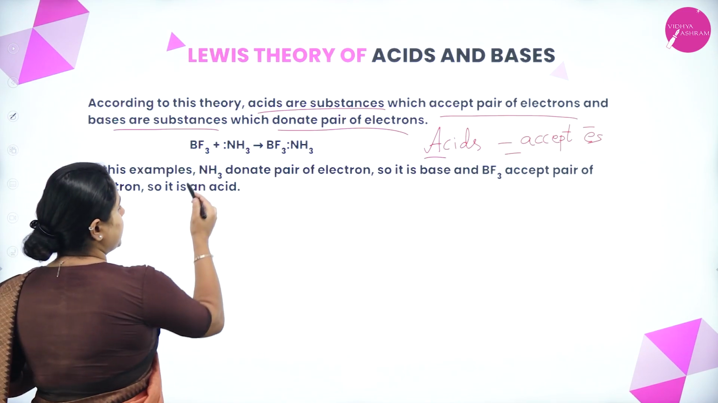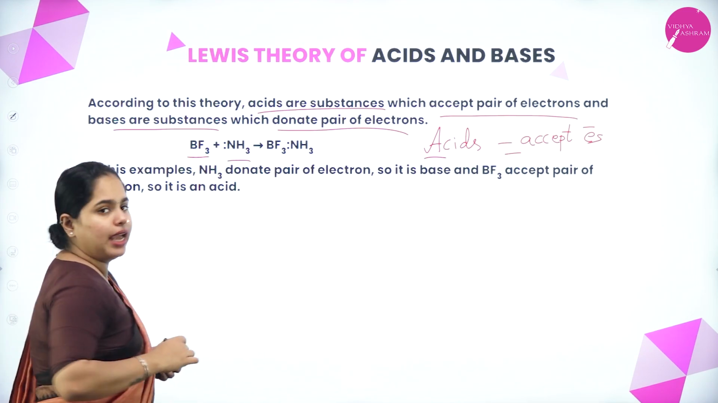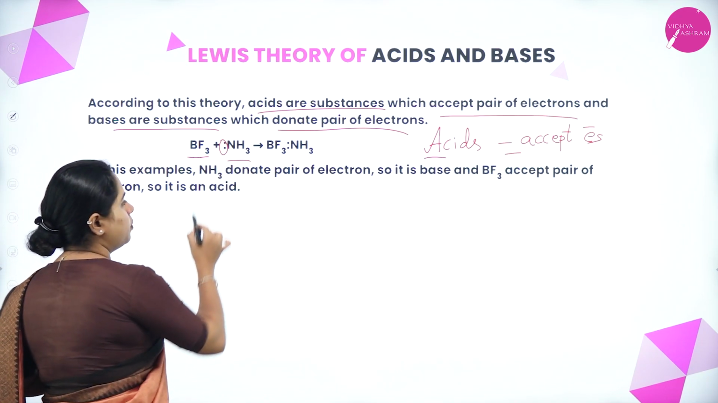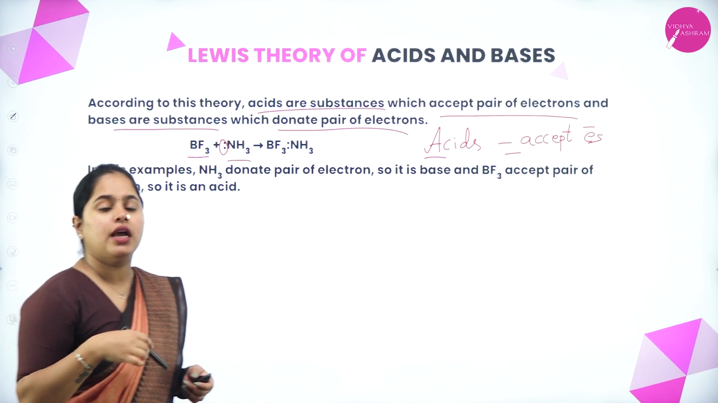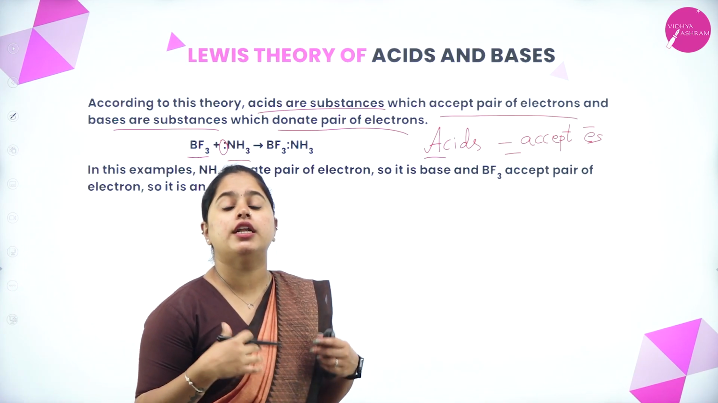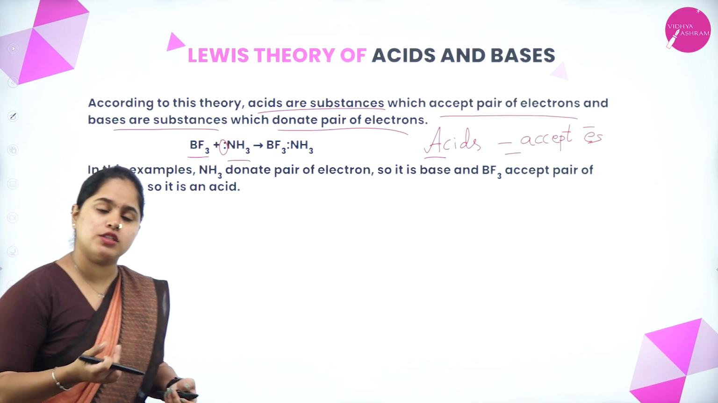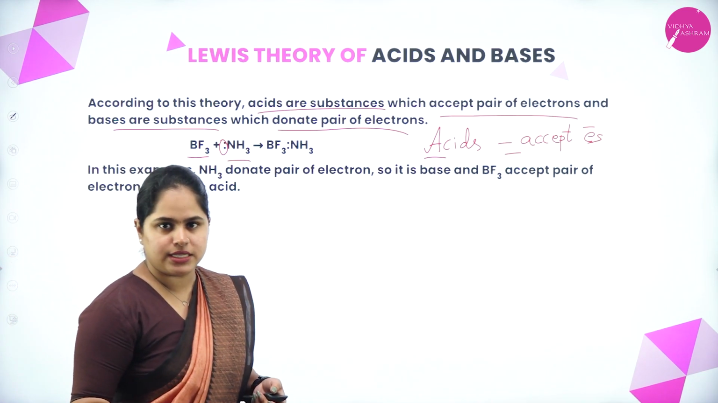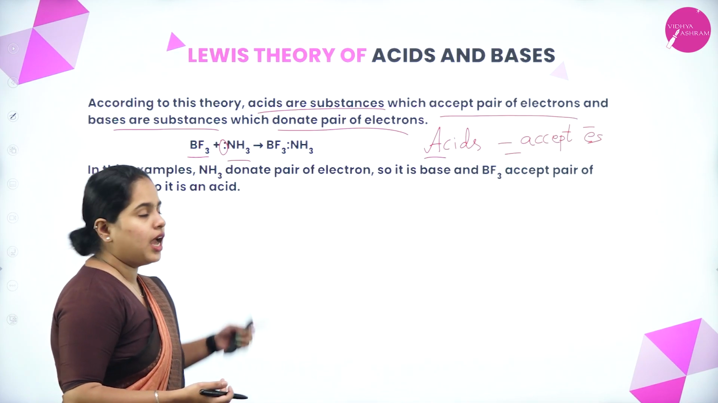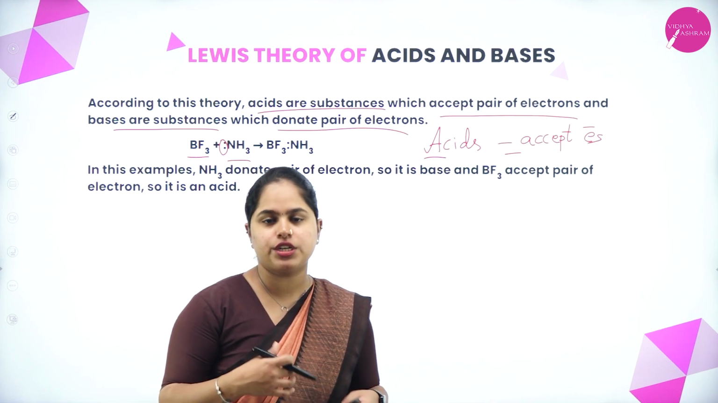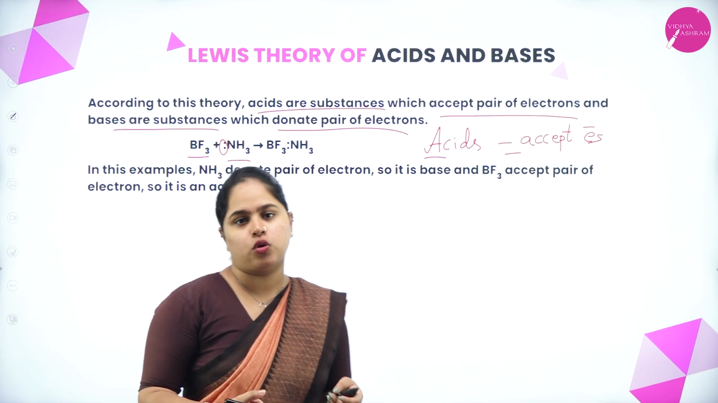For example, we are seeing the reaction between BF3 and NH3, ammonia. As you can see here, on ammonia there is a lone pair of electrons. What does that mean? In ammonia, the nitrogen is ready to donate the electrons. It is ready to donate the electrons, which means it is acting as a base. So it is a Lewis base. And what about BF3? BF3 is in shortage of electrons, so it is ready to accept those electrons.